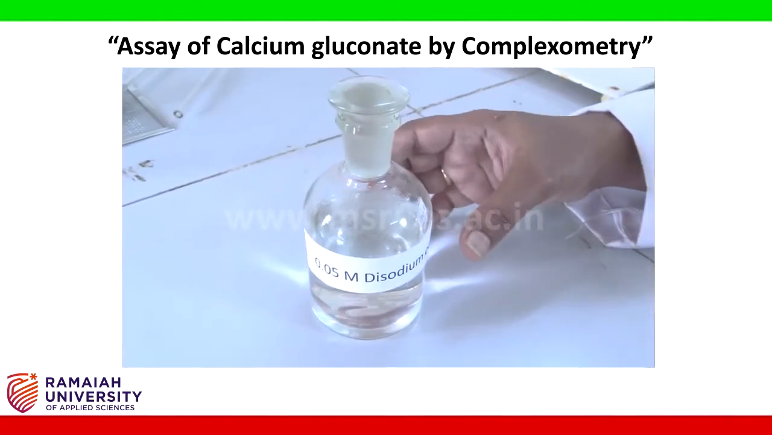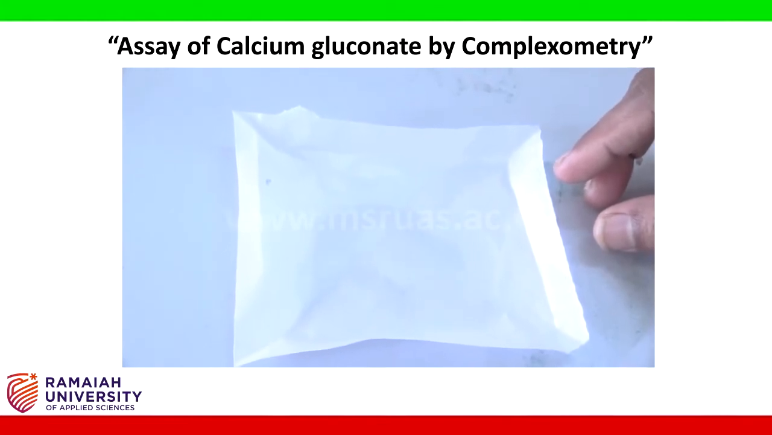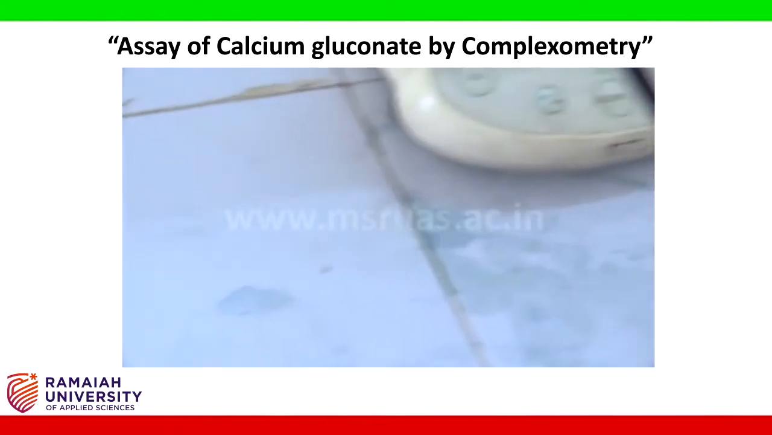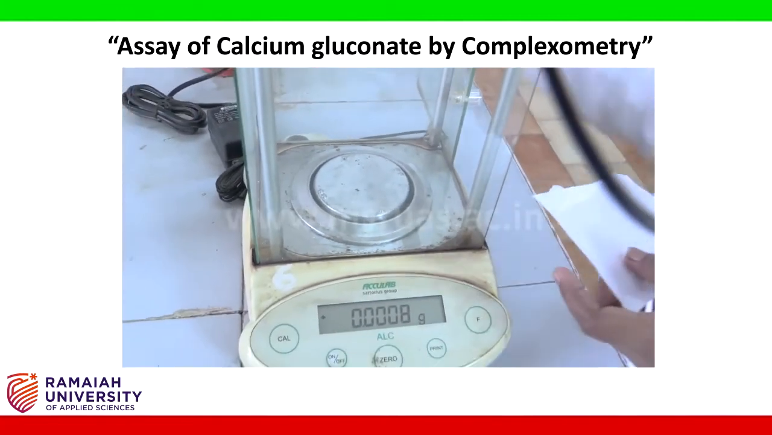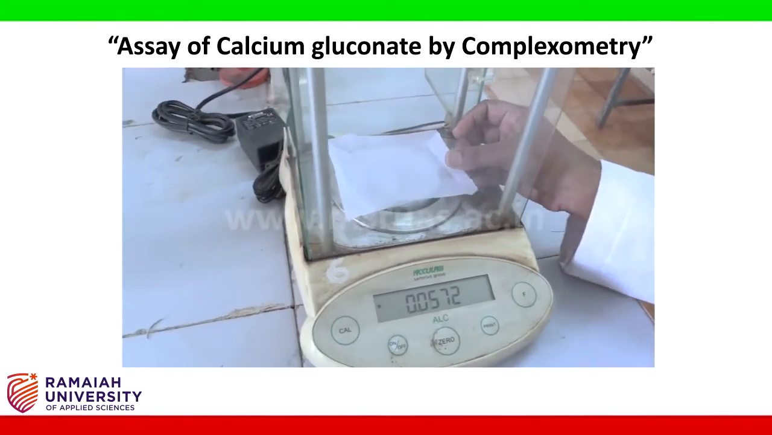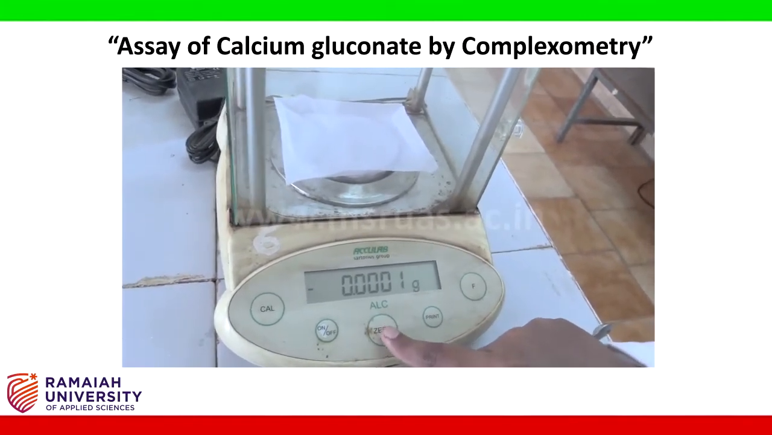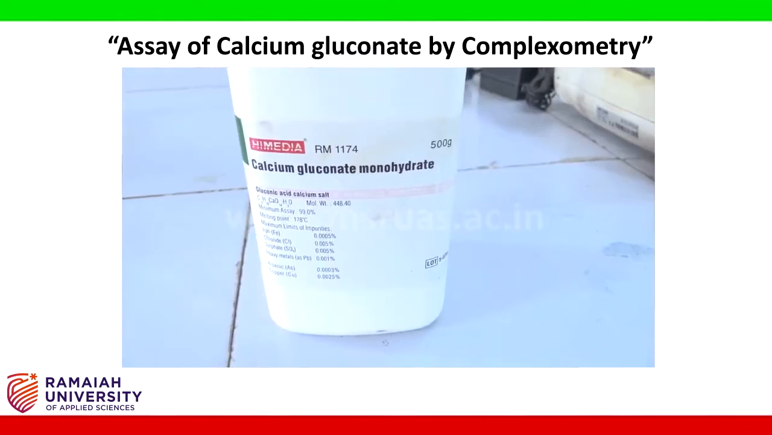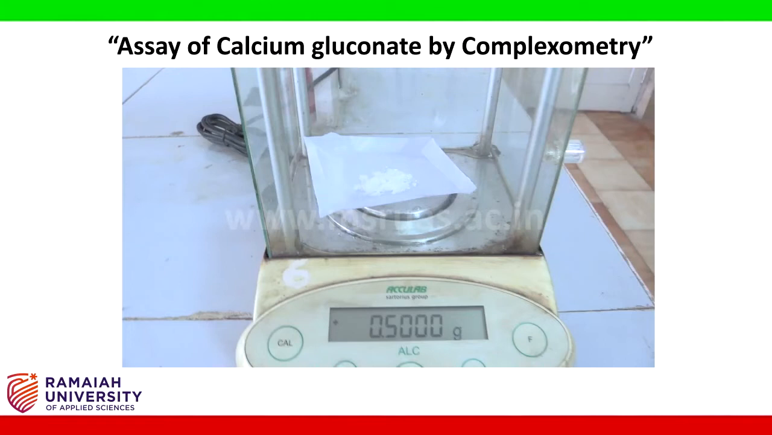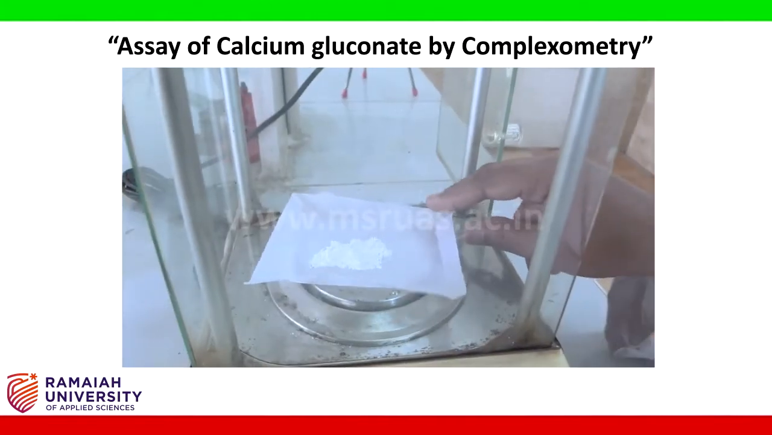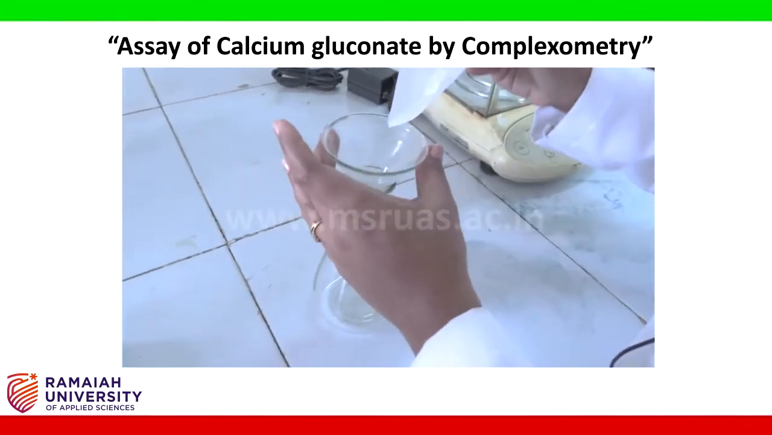First, fill the burette with 0.05 molar disodium edetate solution up to the mark. Take a butter paper, fold on the sides. Weigh 0.5 grams of calcium gluconate. Tare the butter paper weight to 0. Then add calcium gluconate. 0.5 grams of calcium gluconate is weighed. Transfer to conical flask using funnel.